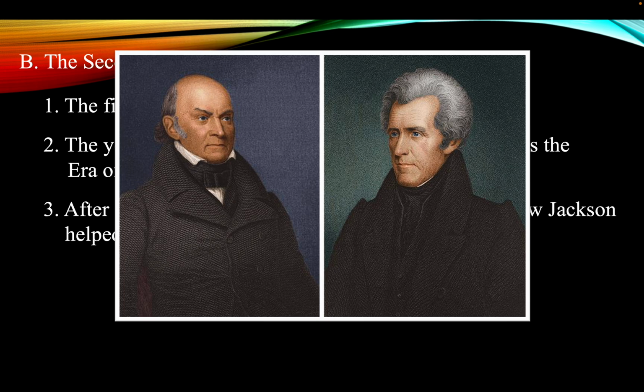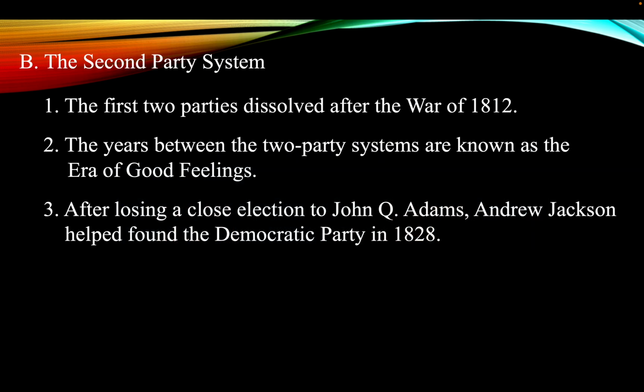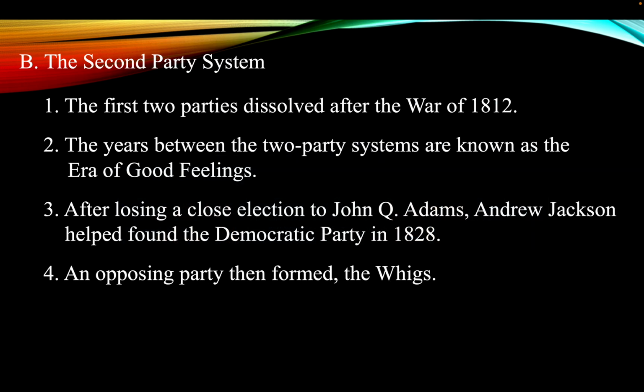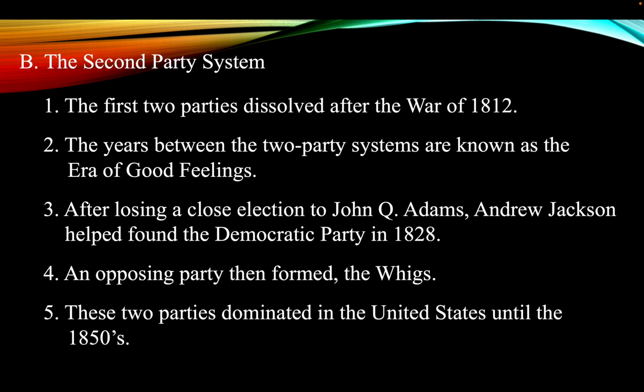And that's John Q. Adams on the left and Andrew Jackson on the right. You might recognize Jackson. He's on our $20 bill. Because you have one party, the group that's more of John Quincy Adams supporters form a new party, and those are the Whigs. The Whigs will be around for about 30 years, give or take, and they'll dominate the United States until the 1850s. The Whigs are the ones that dissolve because the Democrats are still here.